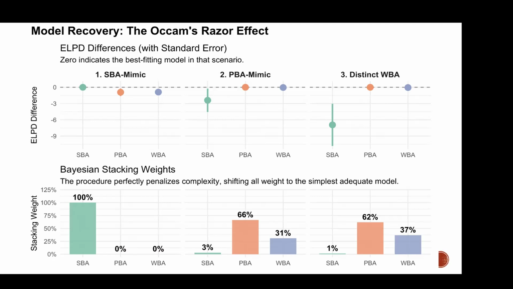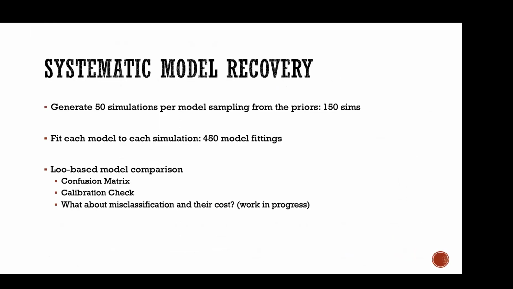Then we want to confirm that. So we generate 50 simulations per model, sampling from the priors. That means 150 simulations, which, actually, 50 simulations is very low for a paper, but then we need to fit each model to each simulation. So we end up with 450 model fittings.